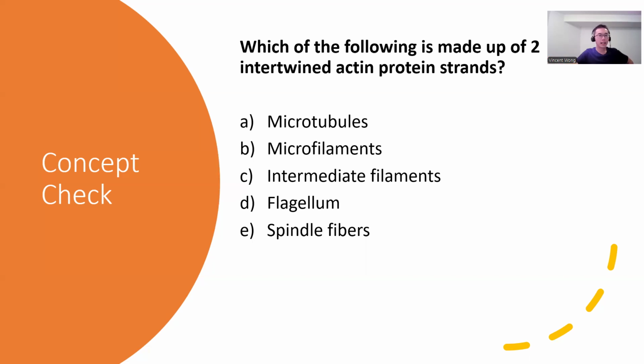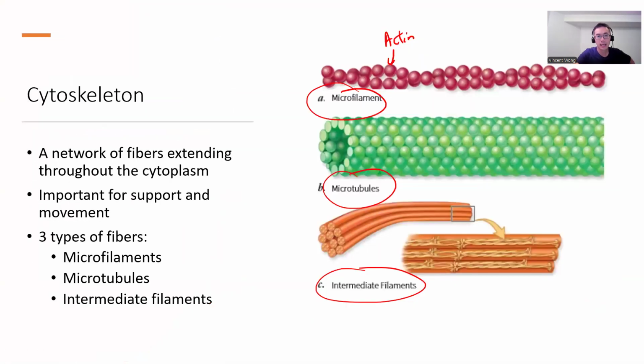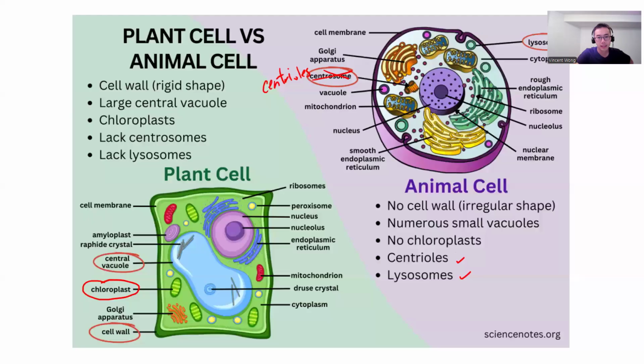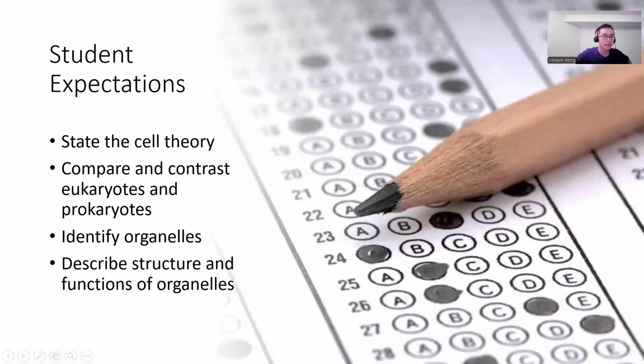Okay, so nothing mysterious here. If you go back to here and see, it is the microfilament. This one has two intertwined actin filaments. So that's the answer: microfilament. That's it for lecture 3.